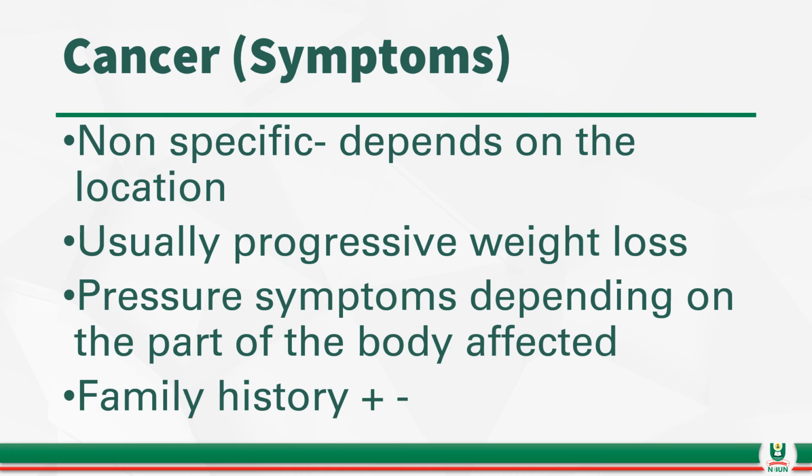Usually cancers have non-specific symptoms. It depends on the location of the cancer actually, and there is usually progressive weight loss in people who have cancer. They could have pressure symptoms depending on the part of the body that is affected. Sometimes there could also be a family history of cancer. There are cancers that we know that are in the family circle of cancers, such cancers like breast cancer. There could be a family history of such cancers, or there may not be a family history anyway.